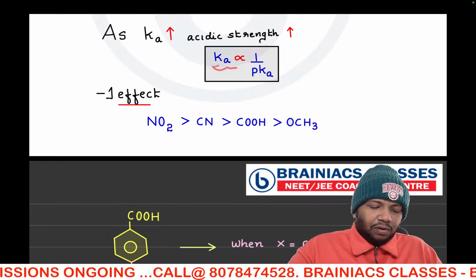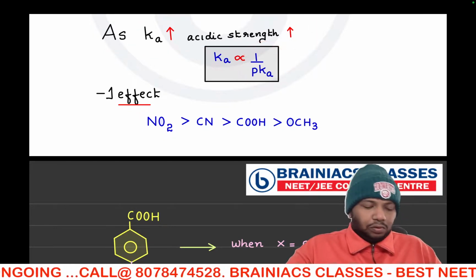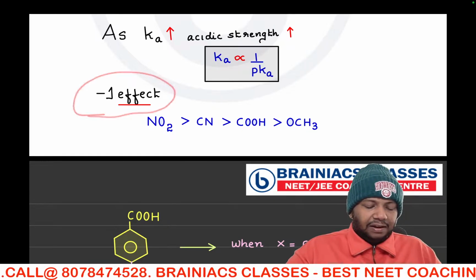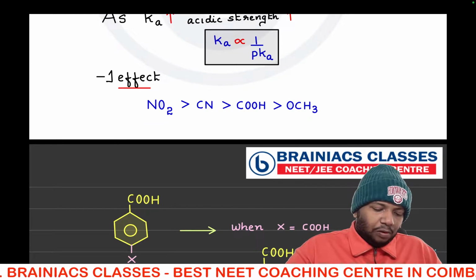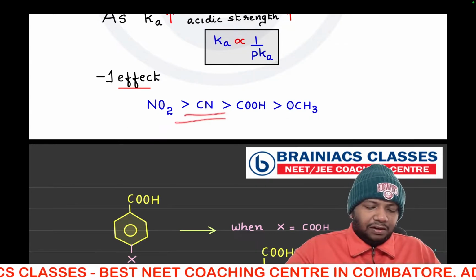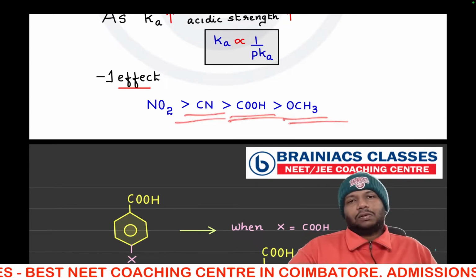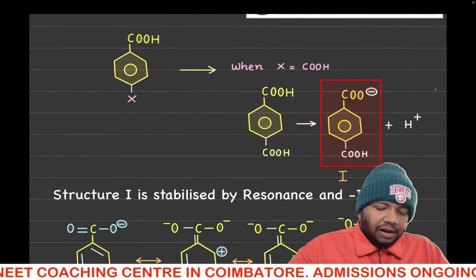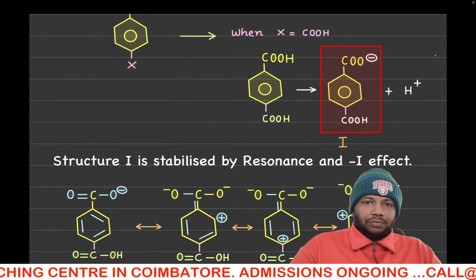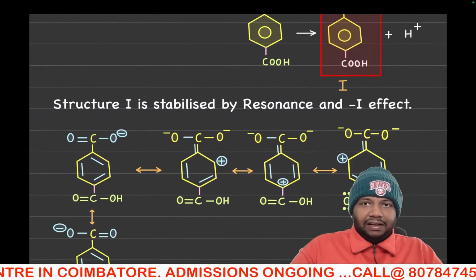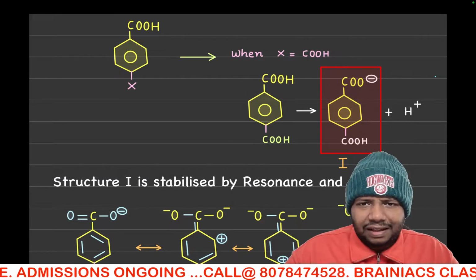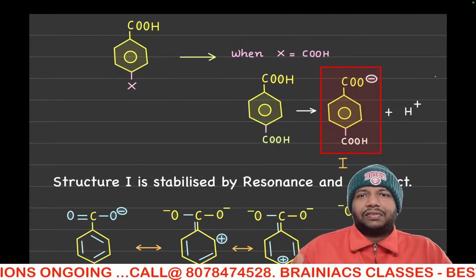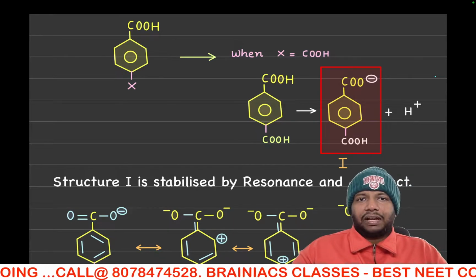Ka is inversely proportional to pKa. So we can say minus I effect is required here. The minus I effect order is this one: NO2 has the maximum minus I effect, then cyanide group, then COOH, then methoxy. Now let's try to analyze each one. I have put it in very detail, but you don't need to do all these things for solving this question in the NEET exam. This is for your understanding. Understanding the questions is very, very important actually.